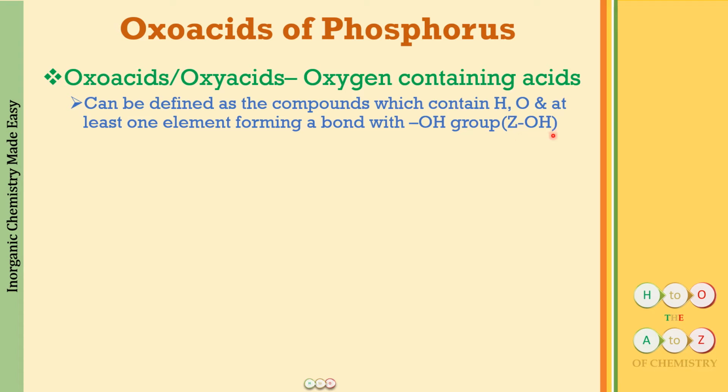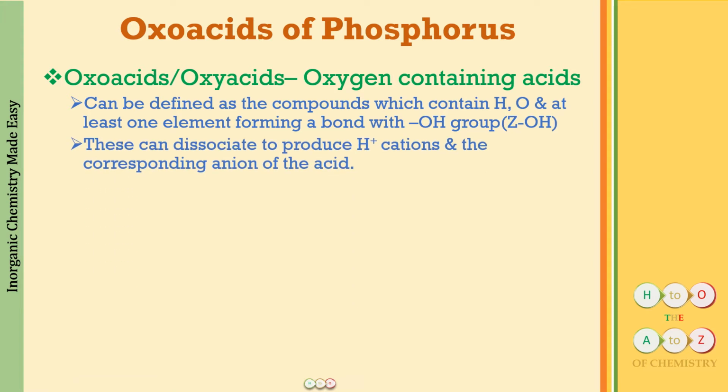Now, why is this OH group so very important? Because oxygen is highly electronegative and hydrogen is going to be electropositive. So this bond can break very easily. Why do we need to break this bond? Well, we need to dissociate this to produce H+ ions, which are responsible for the acidic character of a compound. So these compounds in solution are going to produce H+ ions and the corresponding anion of the acid. So what we will be getting is ZOH on dissociation producing ZO- and H+.